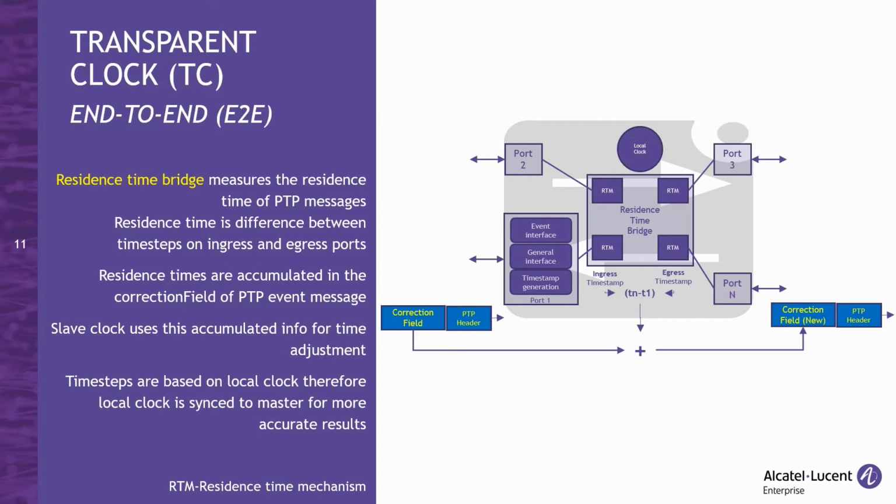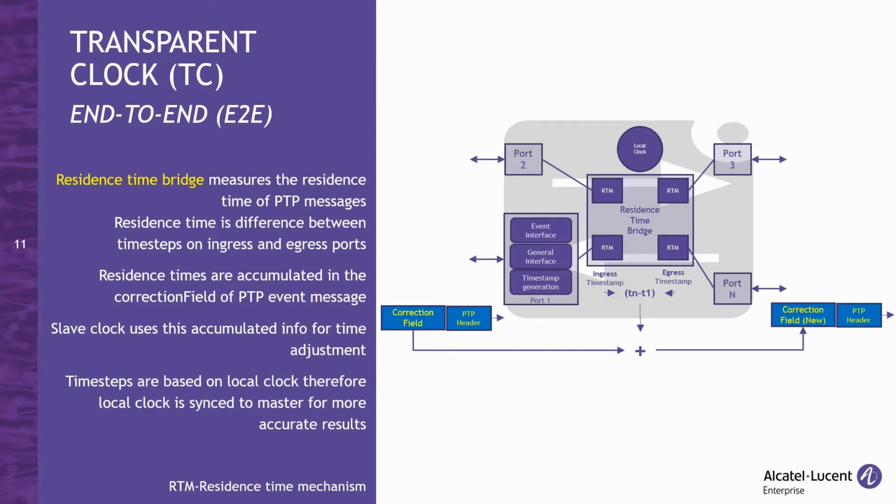As you can see on the diagram, residence time will be measured between any two ports, as it is possible that residence time for a message are different between different ports. Time steps are, of course, based on the local clock of the transparent bridge, and not on the grandmaster clock. Therefore, optionally, for more accurate measuring of local residence time, it would be beneficial for a local clock to be synchronized with the grandmaster clock for more accurate synchronization.